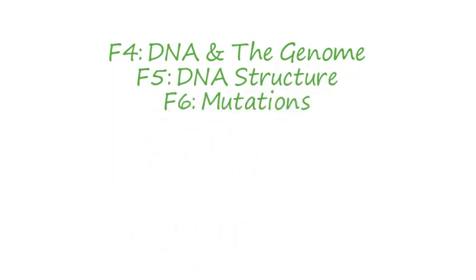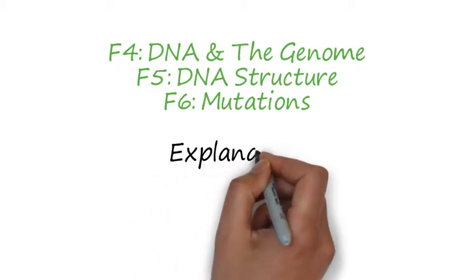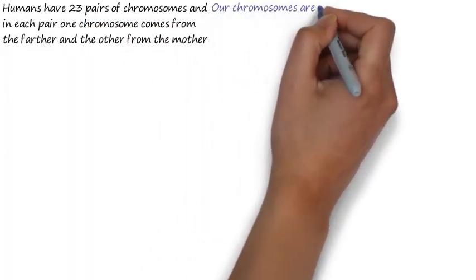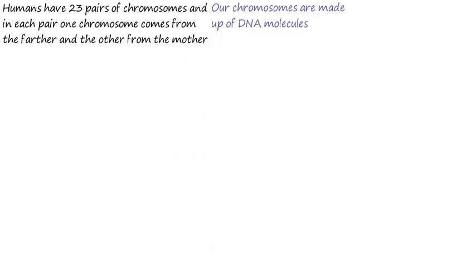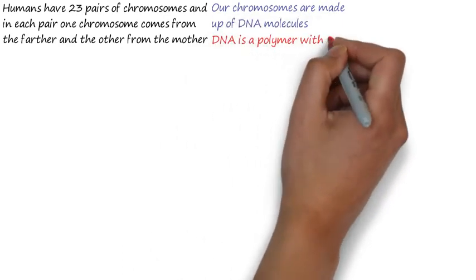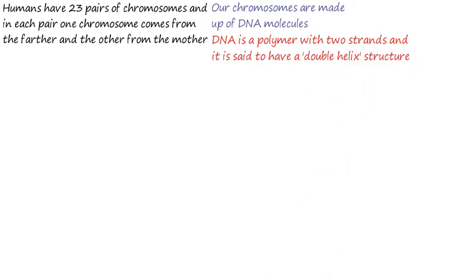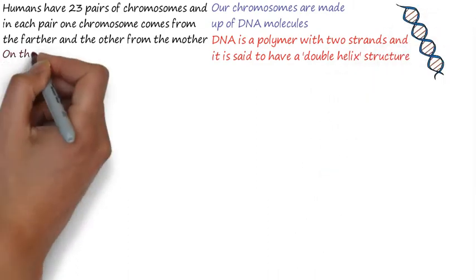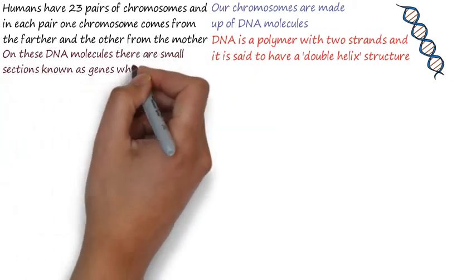Humans have 23 pairs of chromosomes, and in each pair, one chromosome comes from the father and the other comes from the mother. What are our chromosomes made up of though? Our chromosomes are made up of DNA molecules. DNA is a polymer with two strands, and it is said to have a double helix structure due to it twisting. On these DNA molecules, there are small sections known as genes.